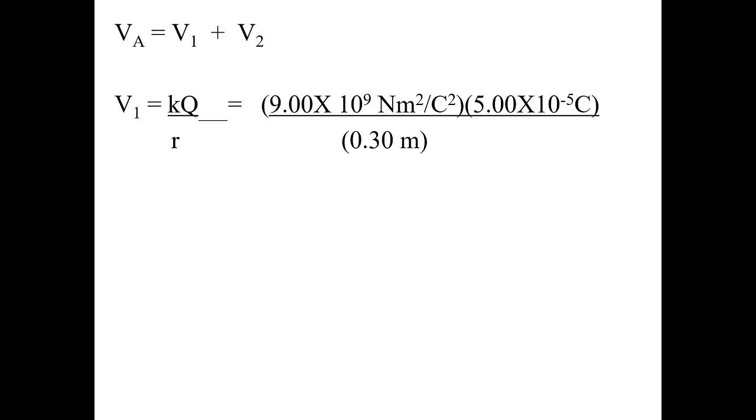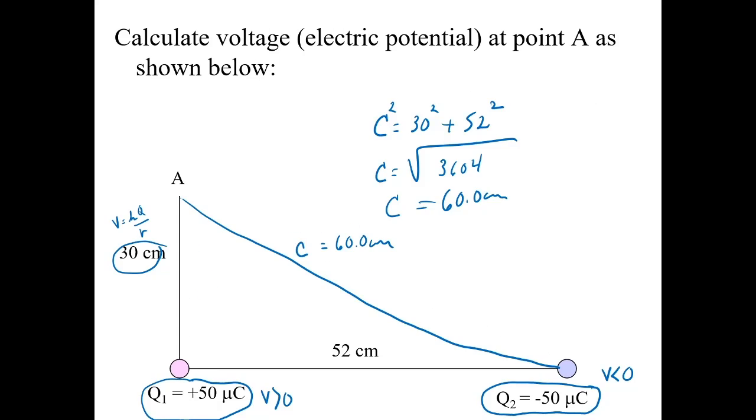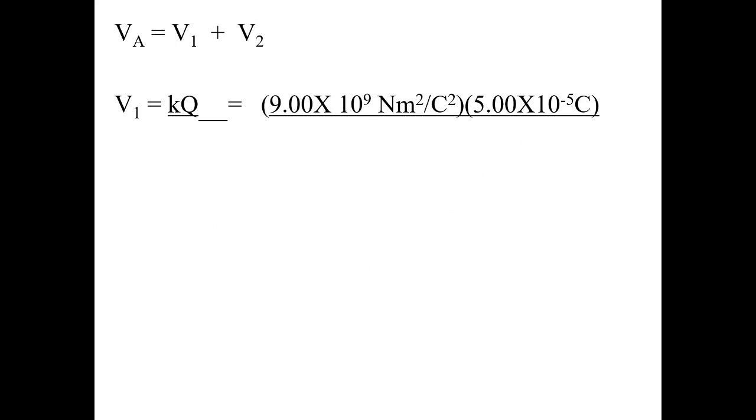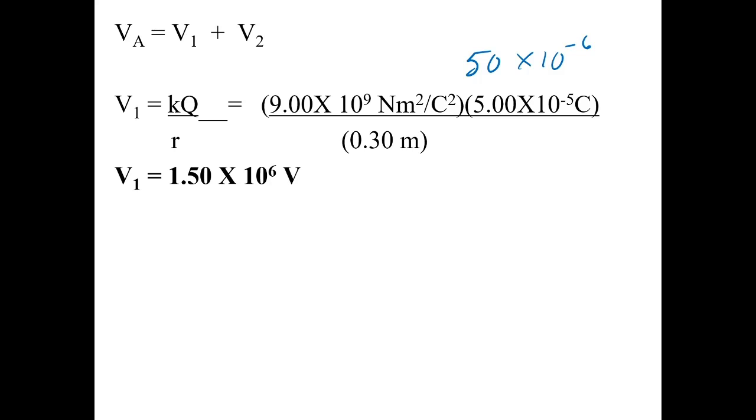Now this was 50 microcoulombs. I have it as 5 times 10 to the 5th. If you want to put it as 50 times 10 to the minus 6, go right ahead. That's no problem. The distance was our 0.3 meters. We don't need to square it. So we let the computer do the math, and we get a pretty high voltage there. That's actually 1.5 million volts.